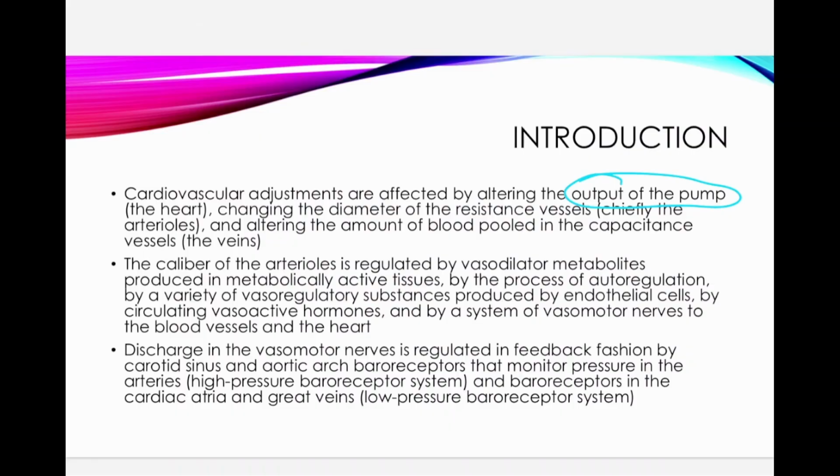Okay? The size of the vessel is regulated by vasodilator metabolites. They make the vessels either bigger or smaller, depending on what's going on. And the vasomotor nerves are regulated by feedbacks with the carotid sinus and your aortic arch baroreceptors. They also feed into what's going on in the periphery to tell the brain this is what's going on in our vessels. Do we need to cause some constriction to get our blood pressure up? Or do we need to dilate to get our blood pressure down?